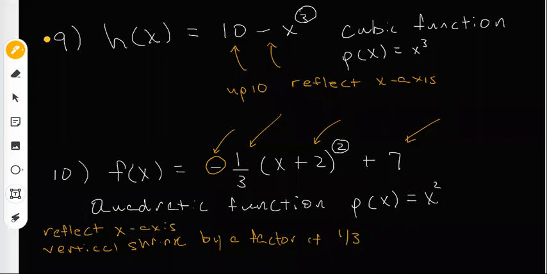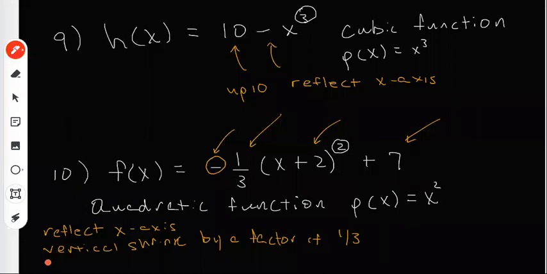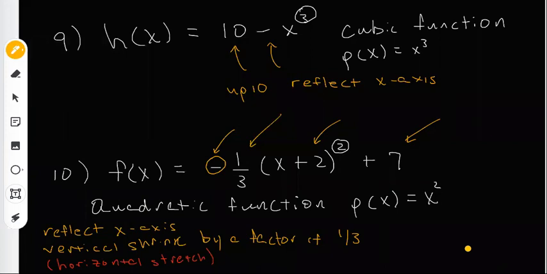Now, another way to think about it is a vertical shrink is the same thing as a horizontal stretch. So you could also say it's a horizontal stretch by a factor of 1/3. So what else is going on with this function? Well, there's this plus 2 on the inside. That plus 2 on the inside tells me to go to the left by 2. And then the plus 7 on the outside is telling me to go up by 7.